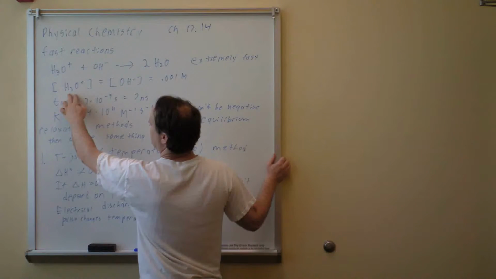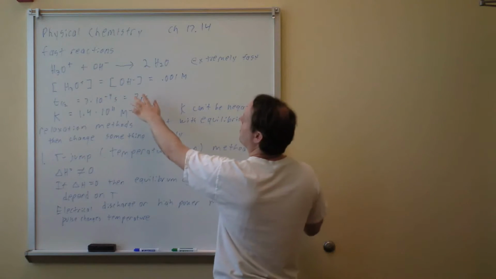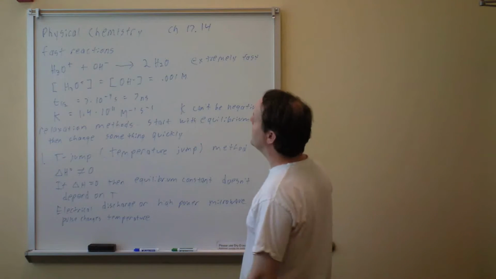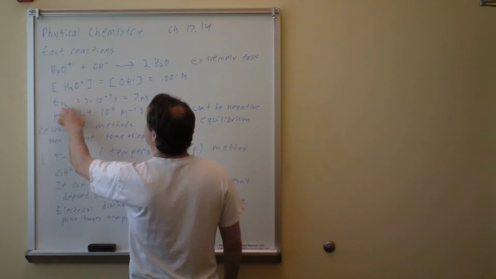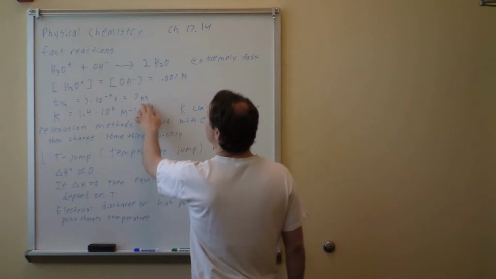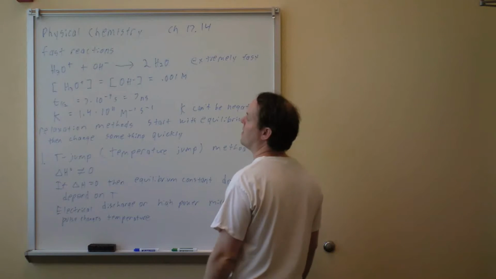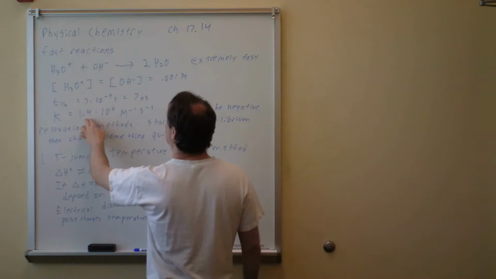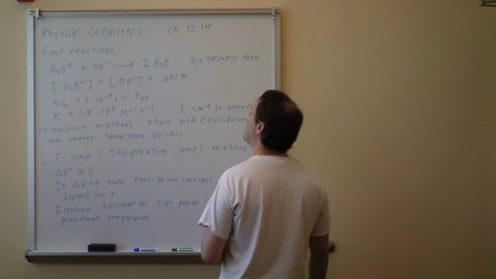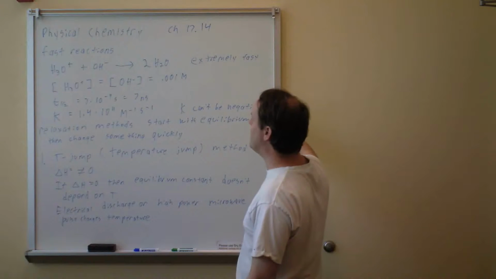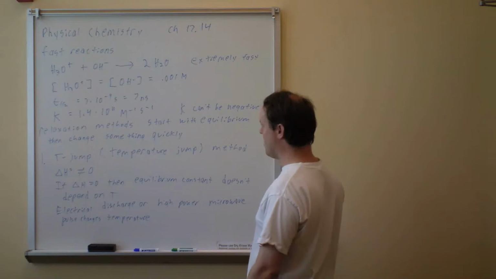Now the concentration of the H3O plus is about the same as the concentration of the OH negative, which is about 0.001 molar. The half-life for this reaction is about 7 times 10 to the negative 9th seconds, or 7 nanoseconds, which is obviously a very short amount of time. Now the K for this reaction is 1.4 times 10 to the 11th per molar per second. Remember, K can be very big or small, but it can't really be negative.